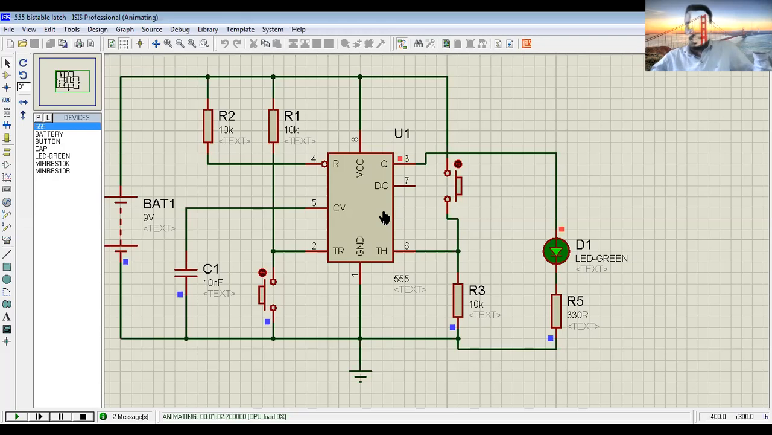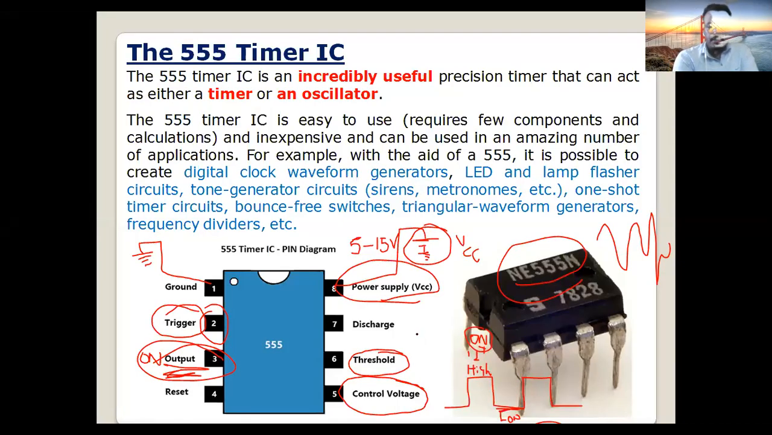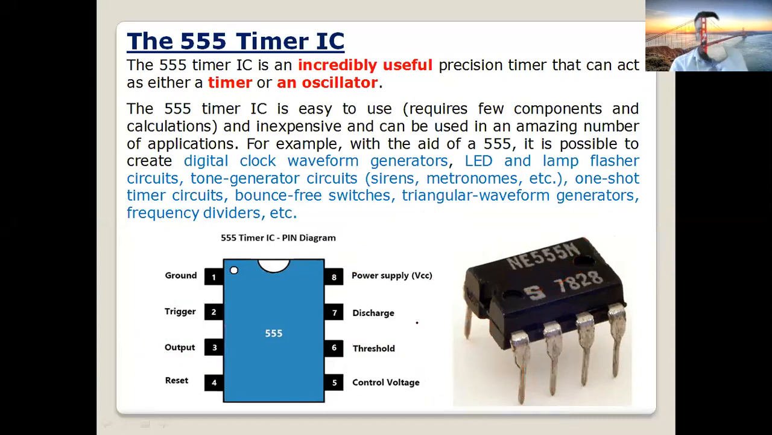So two switches connected to two inputs of the timer, pin 2 and pin 6, to control this light emitting diode, which is our output pin number 3. Okay. So we have discussed now pin number 1 ground, pin number 8 our battery, pin number 2 and 6 and 5 control voltage, they are inputs. Pin number 3 is our output.